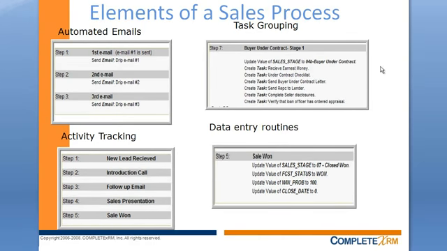Here's a few elements of a sales process. These are things that can be included as part of your sales process. You can trigger automated emails. We have a few samples of automated emails. You can create activity tracking. So if you want to track certain activities, you can make those process steps. You can also create task groupings or groups of tasks that are triggered at certain points in the sales process. You can also automate routine data entry. So at a certain sales step, if you find that your reps aren't updating the correct fields, you can make those automatically updated as part of your sales process.